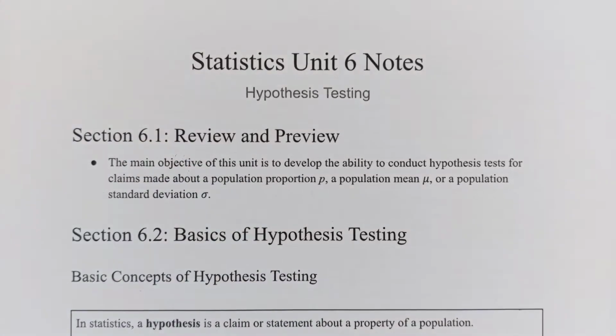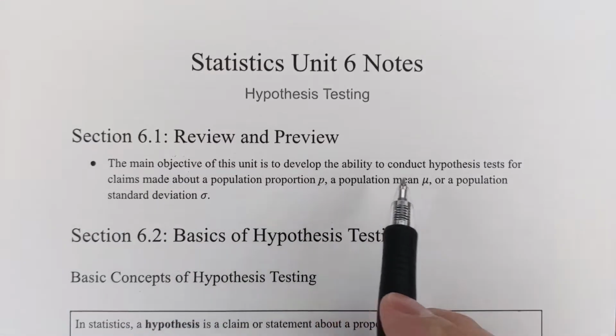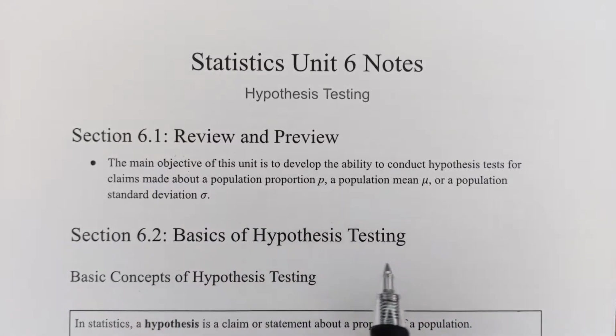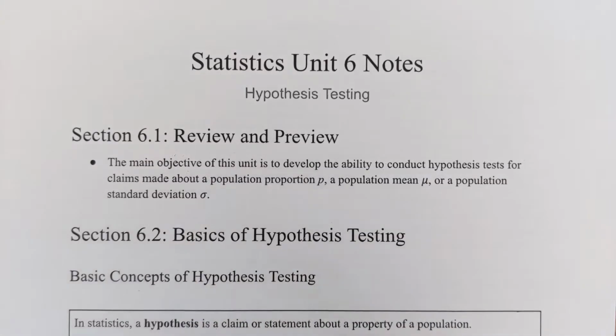All right, here are the notes for section 6.1 and 6.2. So our review preview. The main objective of this unit is to develop the ability to conduct hypothesis tests for claims made by population proportion p, population mean mu, or population standard deviation sigma.